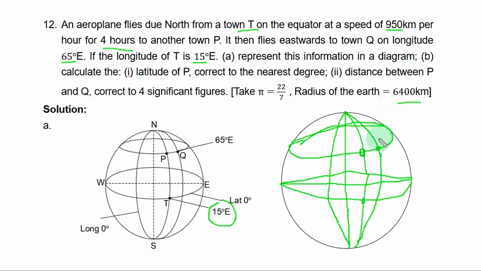The reason why point Q is here is because the question states that after P, the aeroplane flies eastward to Q. That is from P, you have the east part. That is why Q is somewhere here.